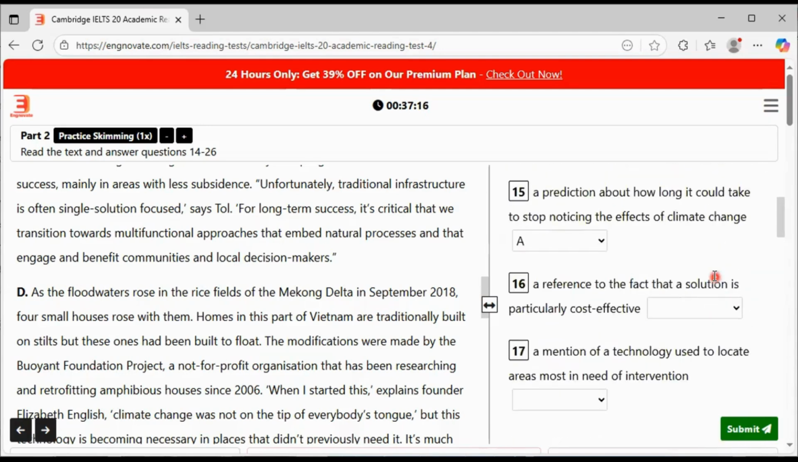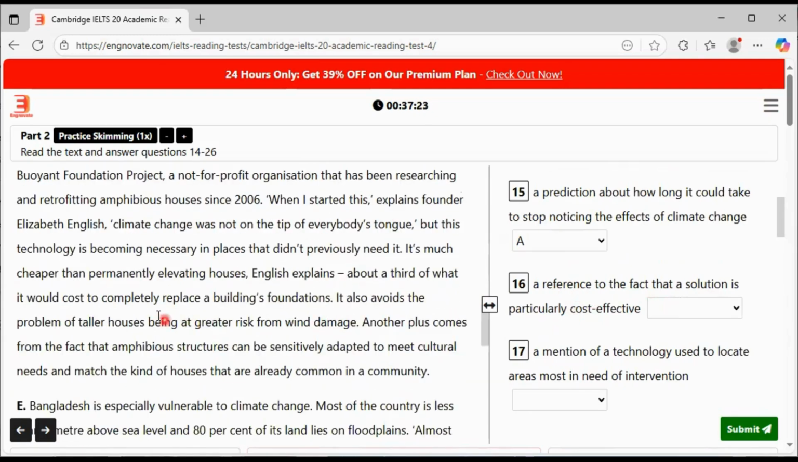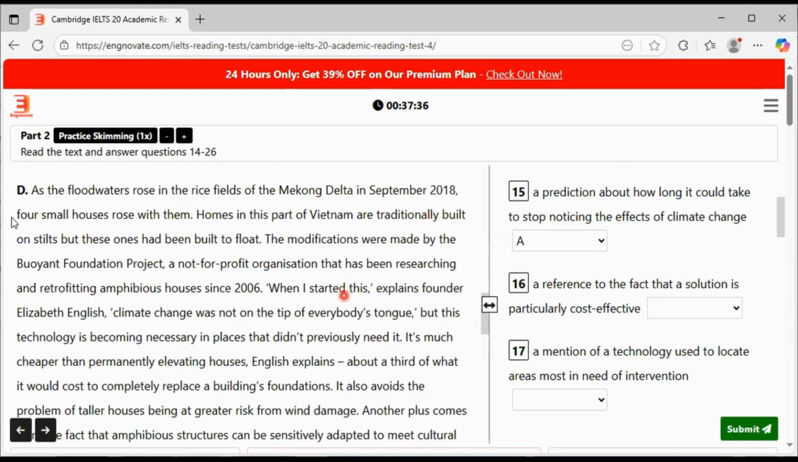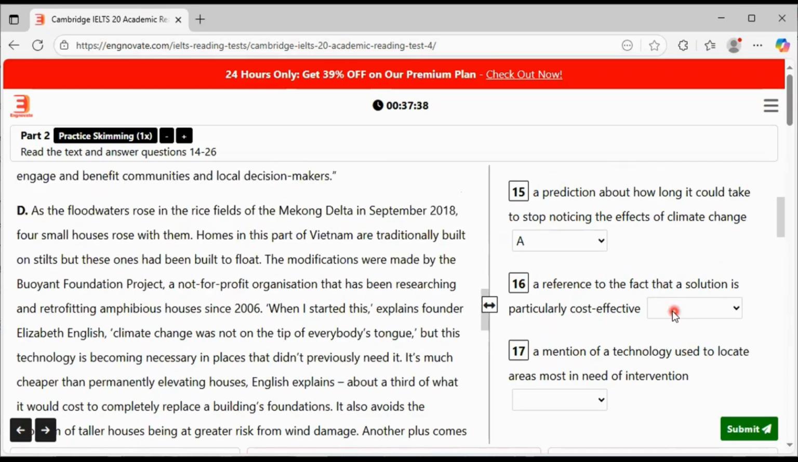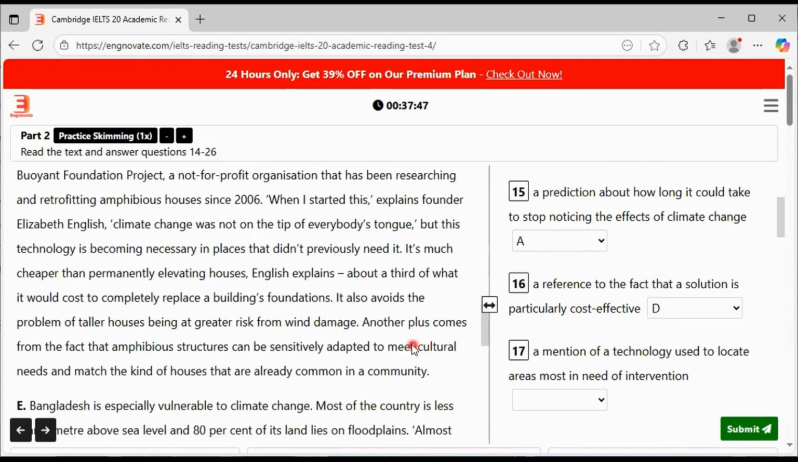Then the matching information. Yeah, solution that is cost effective. That's what they talked about here. This one, they said is cost effective. Look at it here. About a third of what it would cost to replace the building's foundation. So they said that this thing is cheaper. Cheaper means cost effective. So number 15 can be matched to paragraph D. This is paragraph D. Number 16 can be matched to paragraph D. Okay, let me go to paragraph E now.